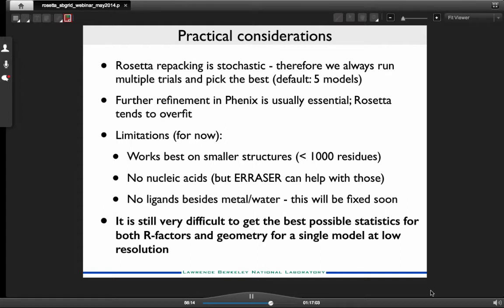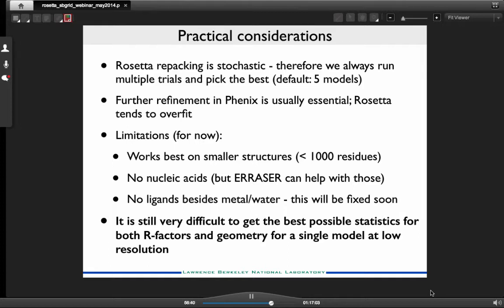So as far as nucleic acids are concerned, right now you have to leave them out, and that's somewhat problematic if you're doing any kind of reciprocal space refinement. There's another program based on Rosetta. I think there was actually a webinar on this already that focuses on nucleic acids, and eventually we'd like to come up with some mix of those technologies and be able to refine ribosomes and similar.